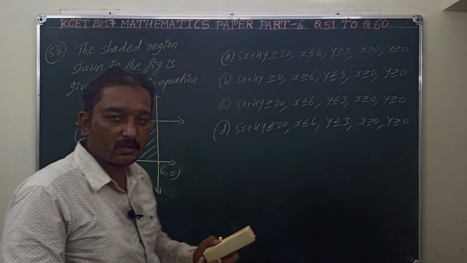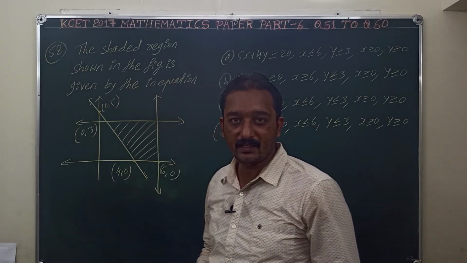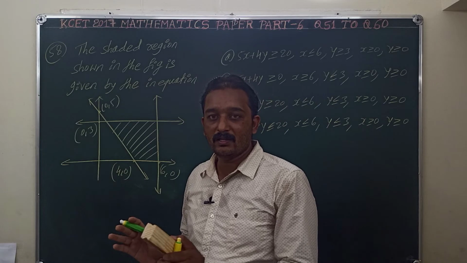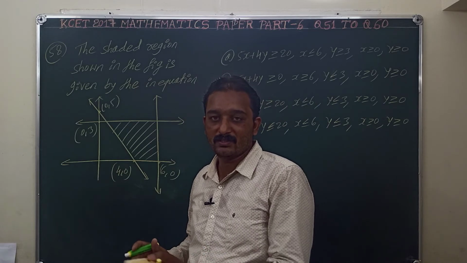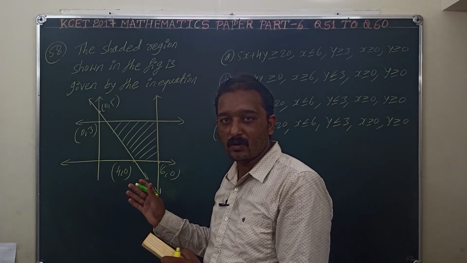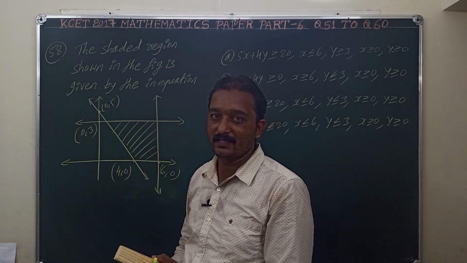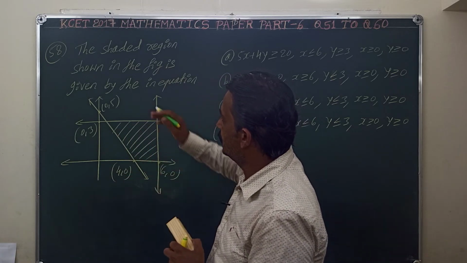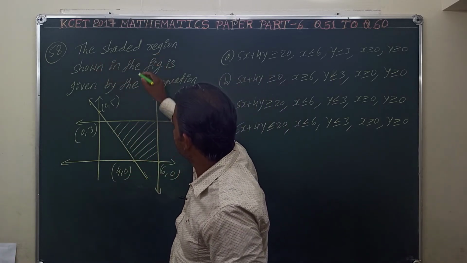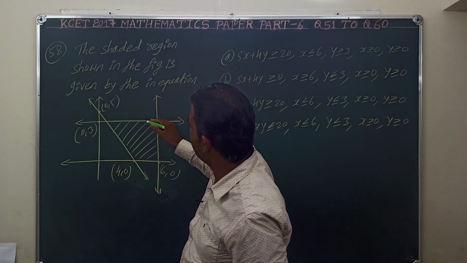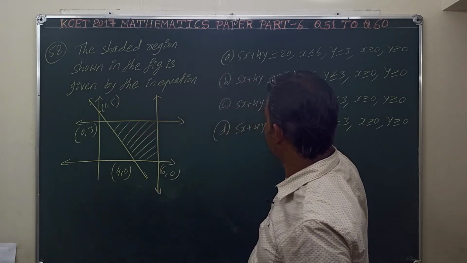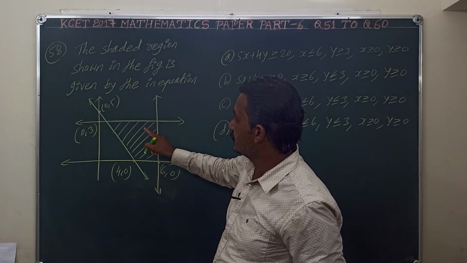So now let us move on to the next question, question number 58. This question is based on the chapter linear programming problem which belongs to the second year. Usually they ask one question on this chapter in KCET. Let us take the question in this case. This is the shaded region shown in the figure. Which inequation satisfies this shaded region?